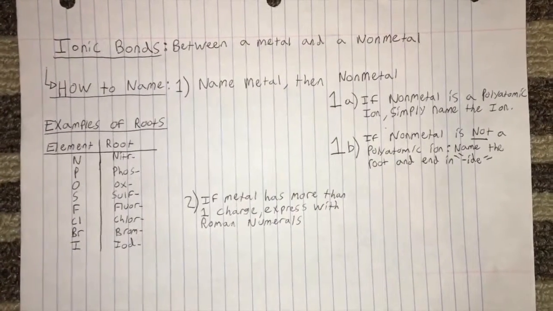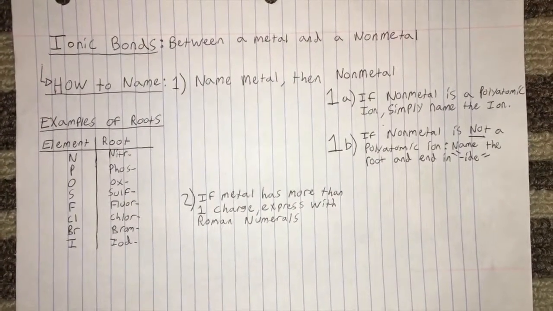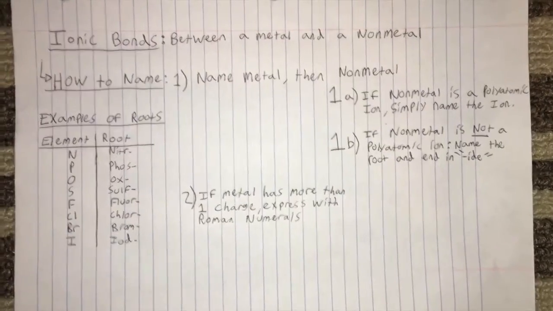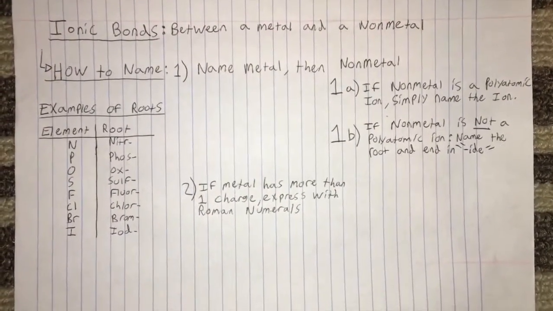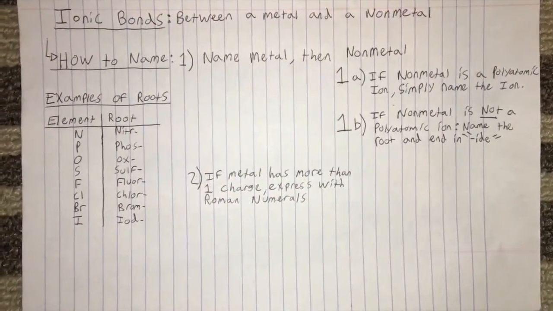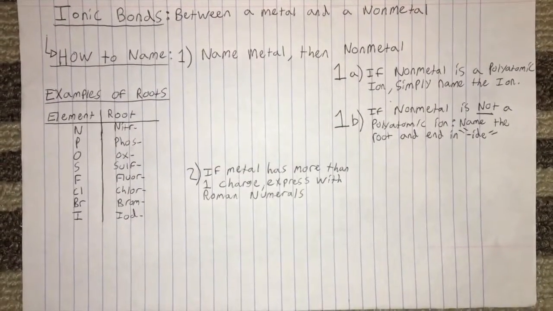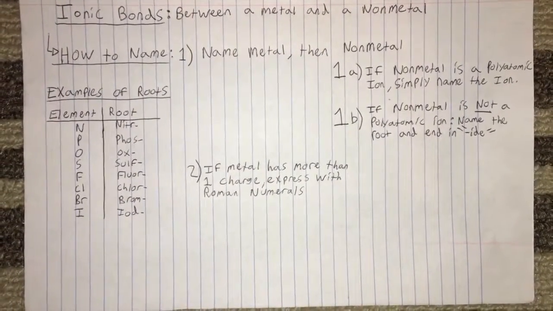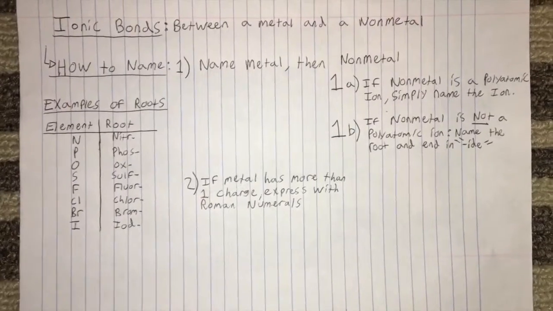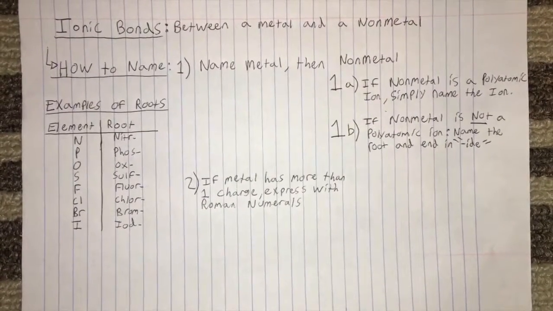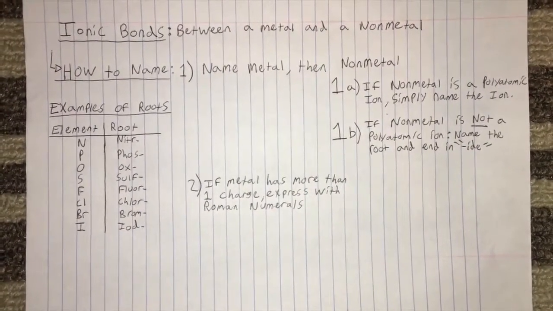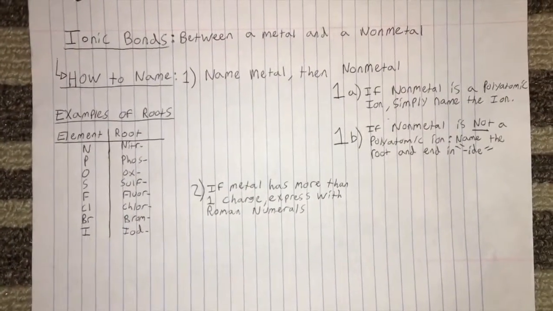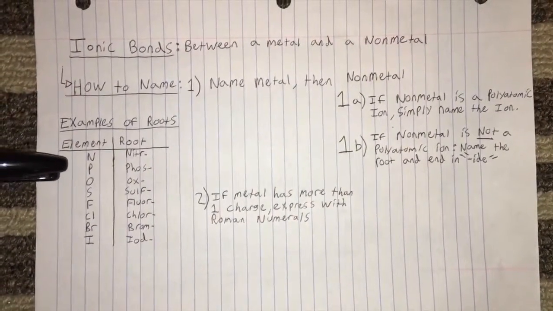So, to start out, we'll look at ionic bonds, again, between a metal and a nonmetal. So how do you name these? To start out, you're going to name the metal, and then you're going to follow that up with naming the nonmetal. It is important to note that if the nonmetal is a polyatomic ion, you simply just name the ion. However, if the nonmetal is not a polyatomic ion, you're going to name the root and then end in "ide." Some examples of roots are right here on the left-hand side.